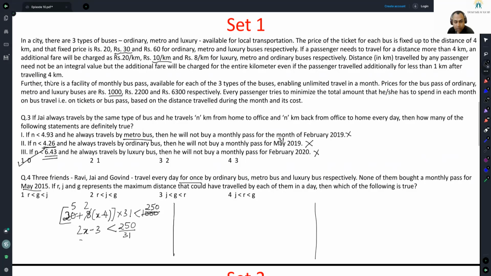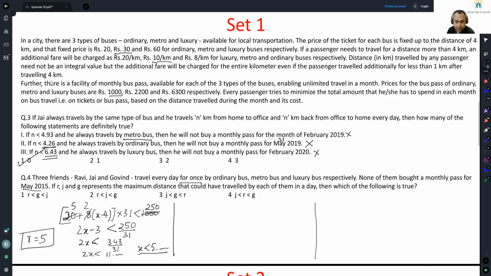Okay. So 2x is less than 31 into 3 is 93. So 343 by 31. So 2x is less than roughly 11 point something something, or x is less than 5 point something something. So I know the upper limit R can travel. The upper limit R can travel is 5. Anything beyond 5, we'll have to pay more. So 5 is the upper limit that R can travel.